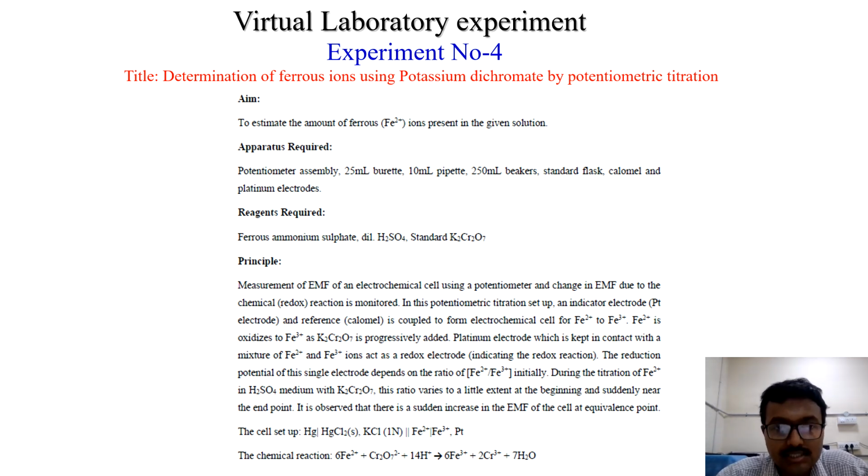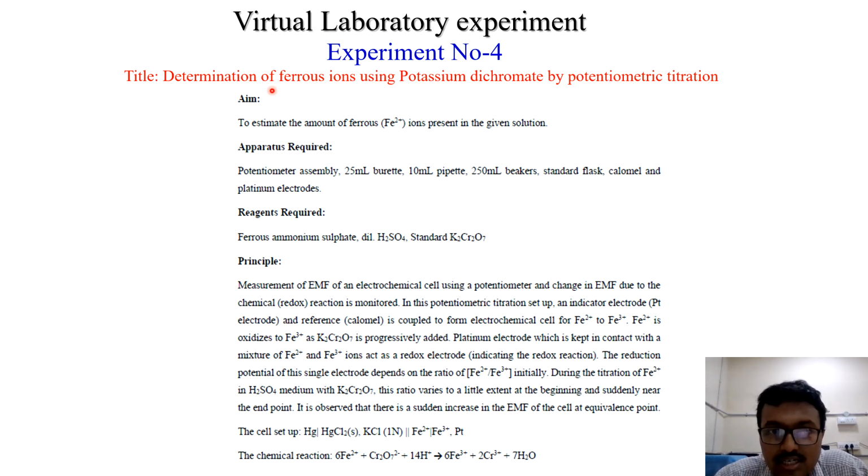In this video, I will describe the determination of ferrous ion using potassium dichromate by potentiometric titration. Potentiometric titration means we measure the EMF of a reaction. When there is a redox reaction, an oxidation-reduction reaction, the EMF of the reaction changes. EMF means electromotive force. If we put an electrode in the reaction medium, we can observe the EMF change of the reaction using an instrument called a potentiometer.